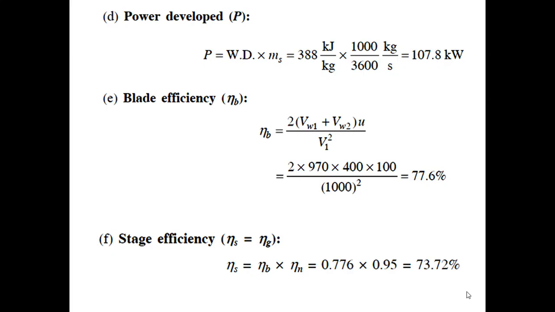Next remaining questions are power developed. So multiply work done with mass. Blade efficiency is 2U into delta VU divided by V1 square. You can find out blade efficiency. Here also it is coming around 77.6%.